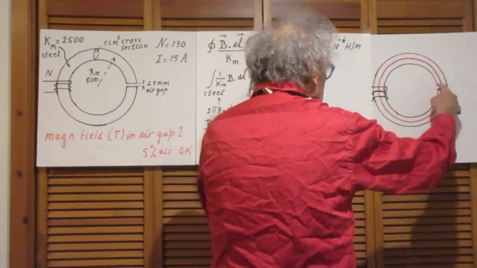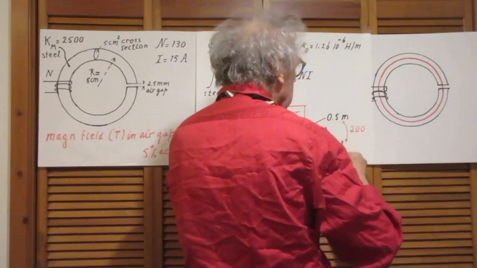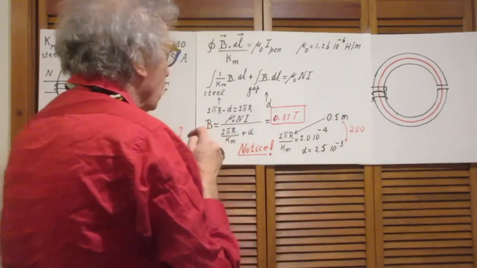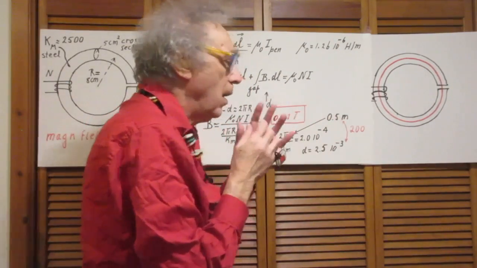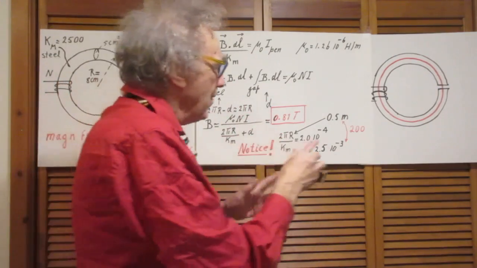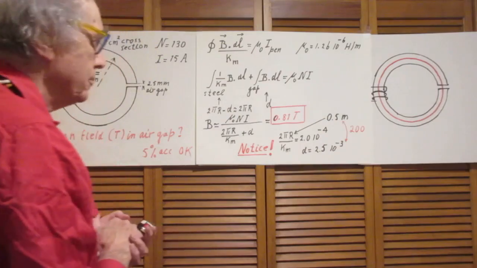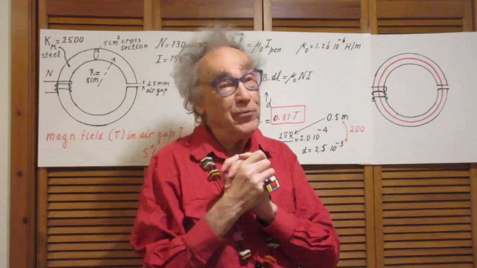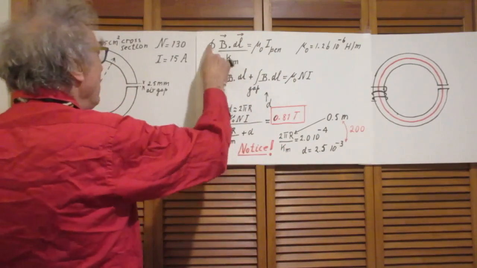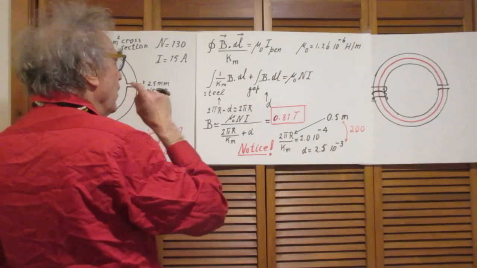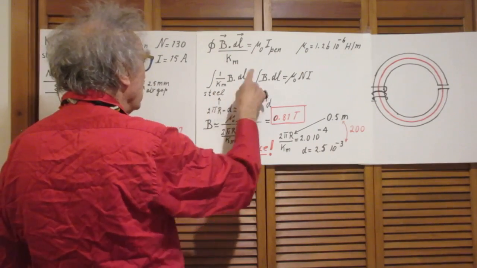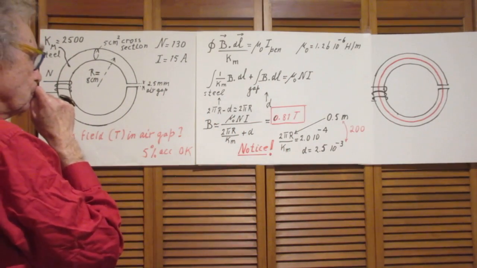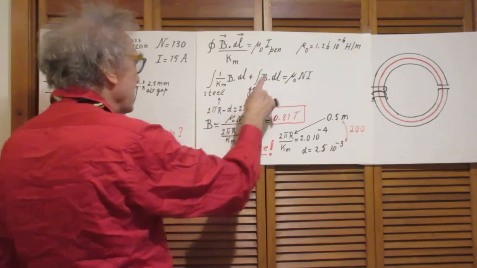Now if you go around here, you have to go all the way around. The routing through the steel is about half a meter. And the routing through the gap is only 2.5 millimeters. But the steel has κm of 2500, the gap does not. So when you make this closed loop integral, you have to separate out the part that goes through the steel and the part that goes through the gap. And so only this one has the κm and this does not have the κm.